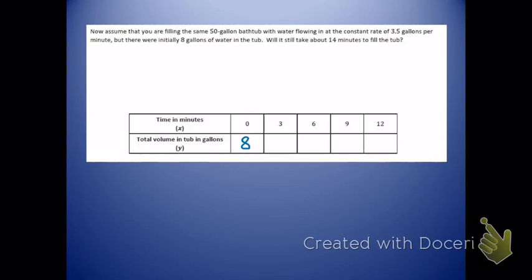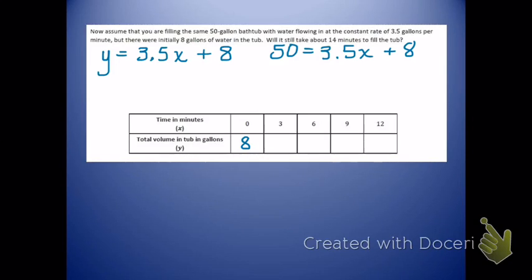So at time 0, there are already 8 gallons of water in the tub. So we can put that point into the data table. And from there I can write this relationship, because I know that I'm having 3.5 gallons per minute. So that's this part. And then the 8 gallons is going to add to the total in the tub, which is y. So y is going to equal 3.5x plus 8. If I want to know how long it's going to take to get 50 gallons, I can put in 50 for my y value, which is what we've done.